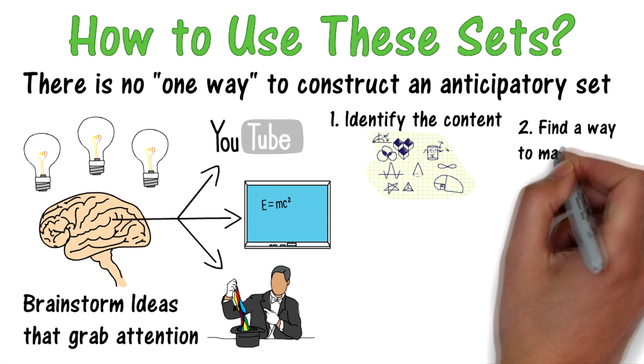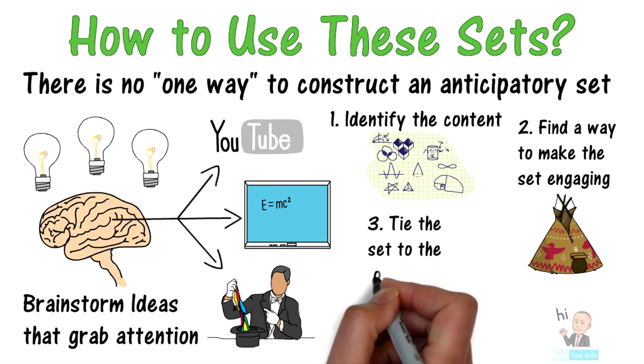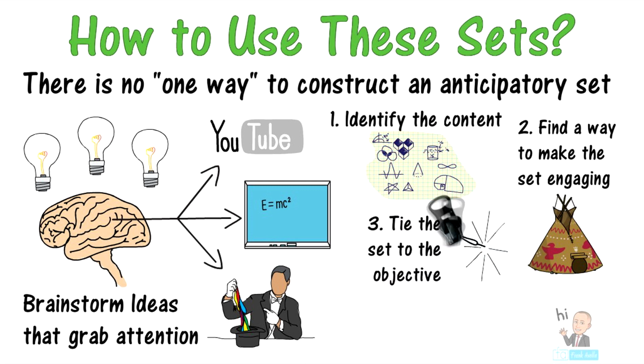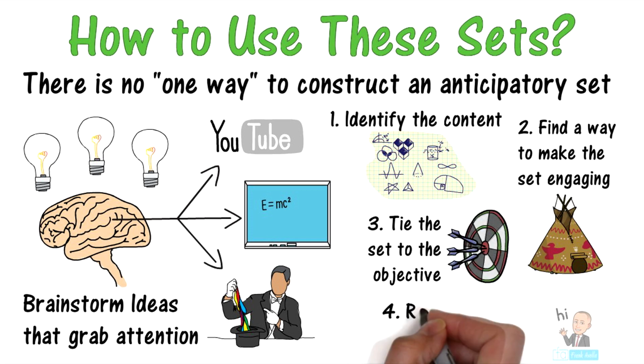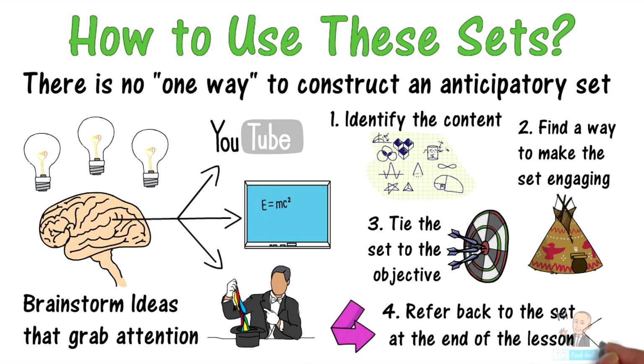Second, find a way to make the set engaging, for example, using maybe models or bringing artifacts to the classroom. Third, tie the anticipatory set to the lesson objective. Remember, you ultimately want your students to learn, not just be engaged. And fourth, refer back to the set at the end of the lesson. Putting these sets together takes a lot of time for teachers, so make the most out of them.